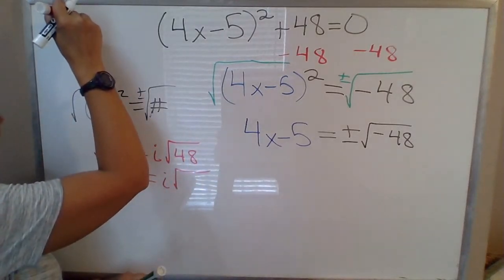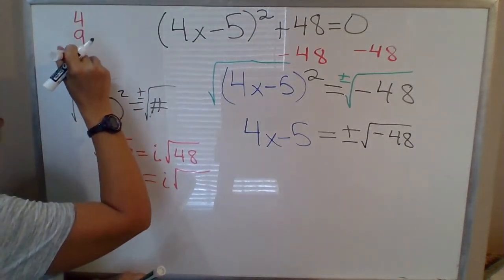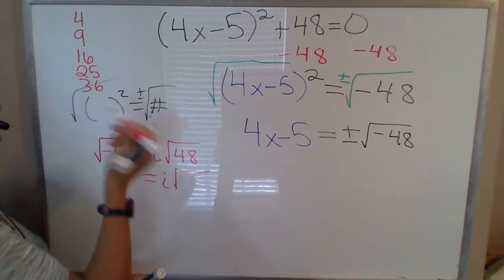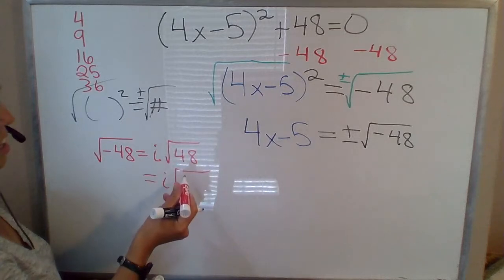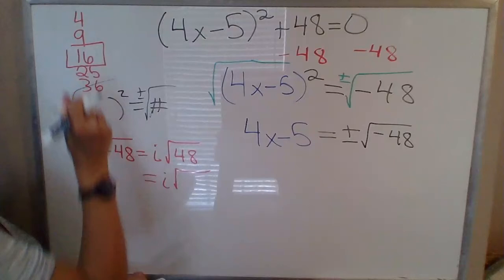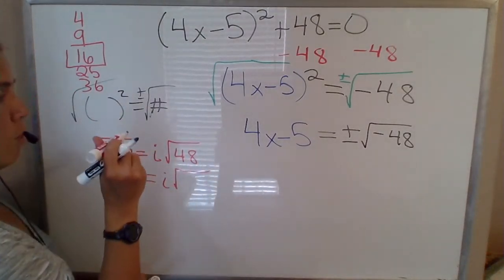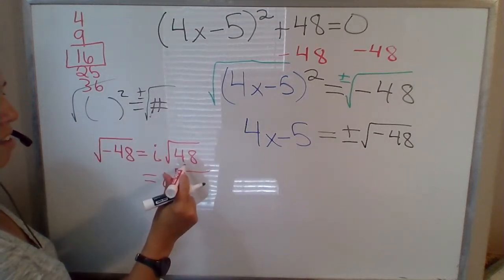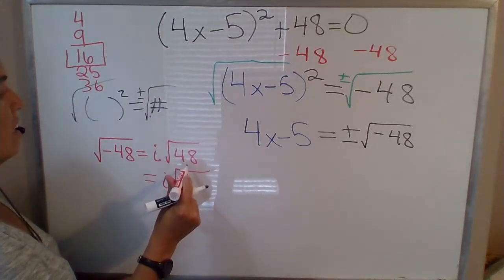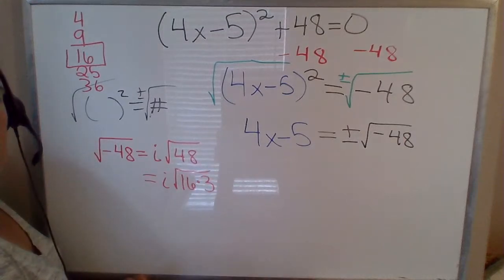If you think about your perfect squares, 2 squared is 4, 3 squared is 9, 4 squared is 16, then we've got 25, then 36. At this point we know this is bigger than anything that's going to divide evenly into 48. Notice if you wrote this as 4 times 12, that's okay, you can work with that. But the quickest way to reduce these expressions is to identify the largest perfect square that divides evenly into 48, and that's 16. We can write 48 as 16 times 3.